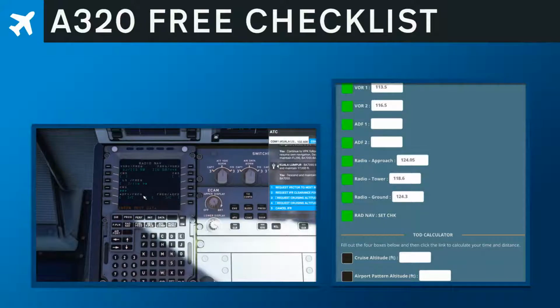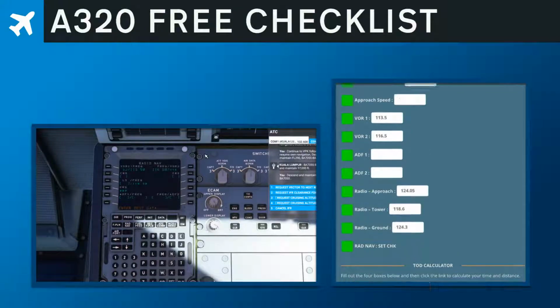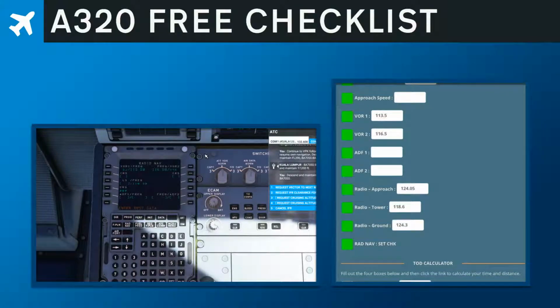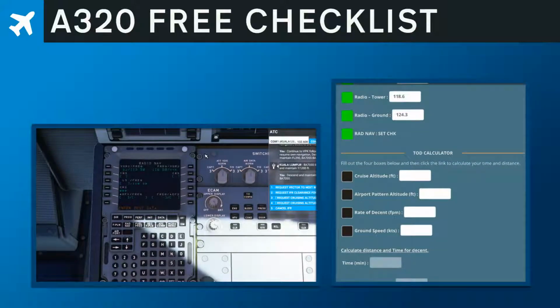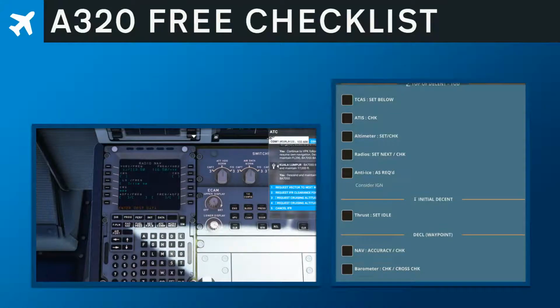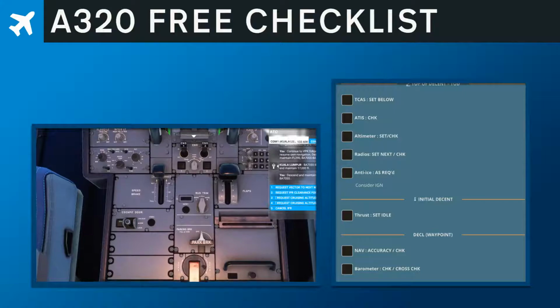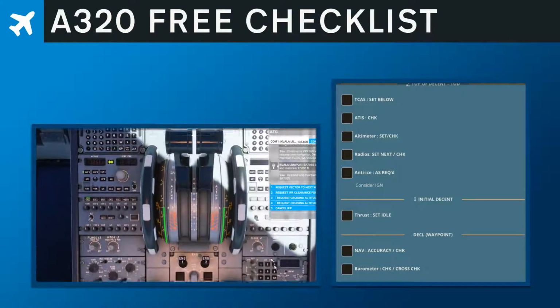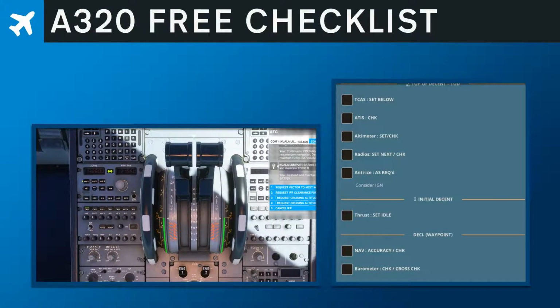Approach speed, go around distance. When we go around, we climb 1,000 feet, turn left 4,000 feet. So that's quite straightforward. Descent calculator. Right, so what we need to do now is set TCAS to below. ATIS, we might be able to tune in.